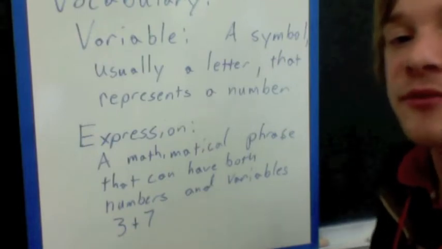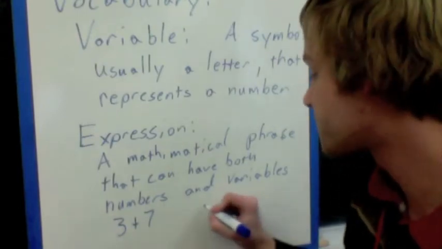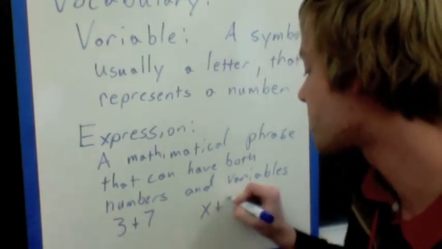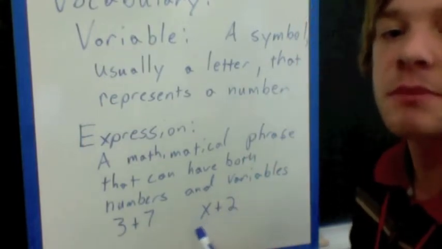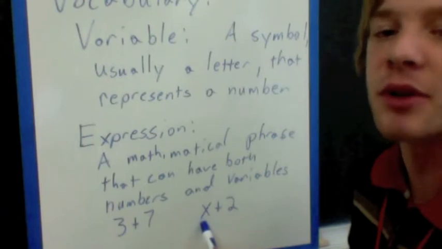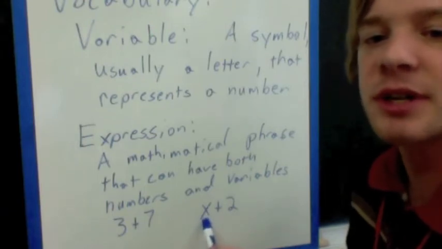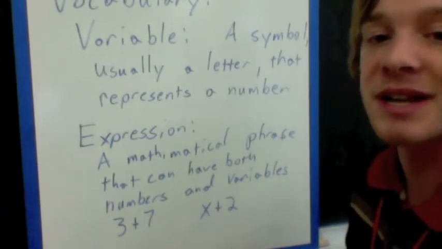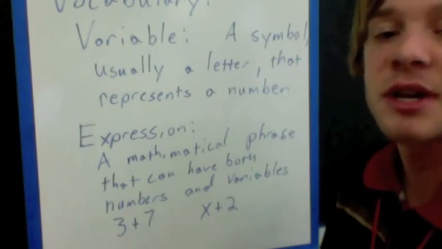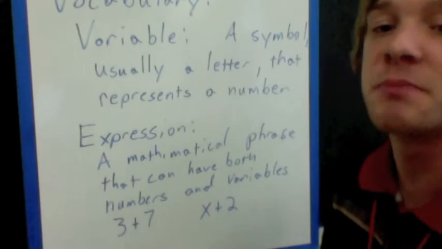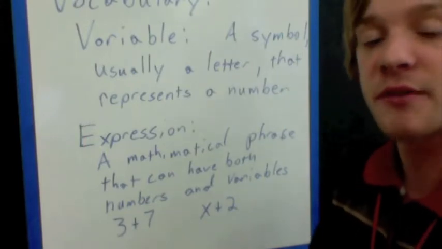I could also have, for instance, x plus 2. This is what we call an algebraic expression because it contains a variable. So anytime an expression contains a variable, that makes an algebraic expression, and anytime it just contains numbers, it's called a numeric expression. But both of these are examples of an expression.